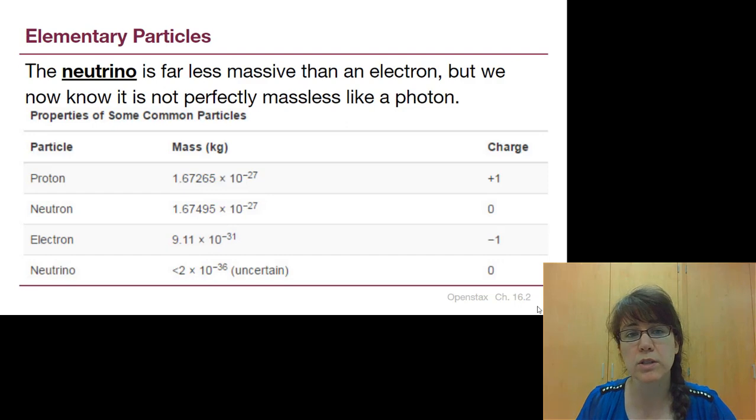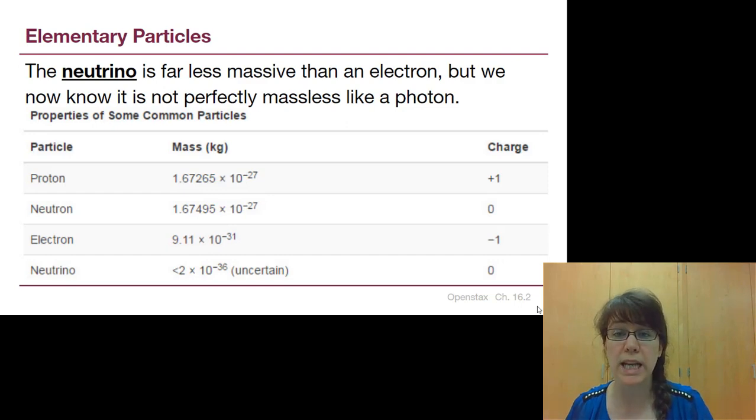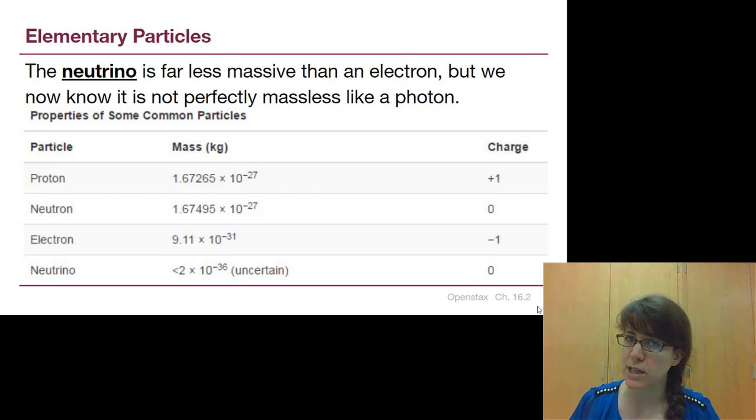But the neutrino is something that is, as we now know it, not actually perfectly without mass. It is much, much less mass than an electron, but it doesn't move at exactly the speed of light. It is not perfectly massless like a photon. This table is from the textbook. You can always go back and find it. And we don't need to memorize any of this information.